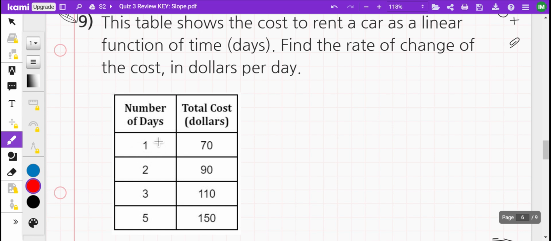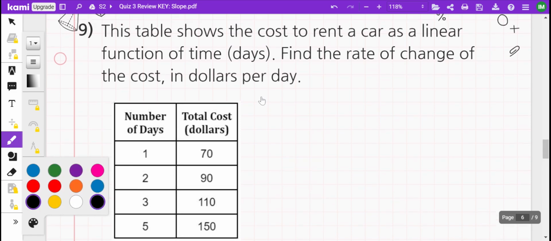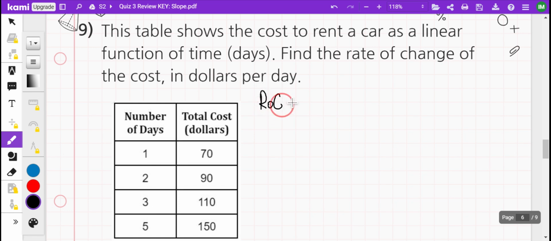So for example, if I rent a car for 1 day, it'll cost me $70. If I rent it for 2 days, it'll cost me $90. If I rent it for 3, it'll cost me $110. If I rent it for 5, it'll cost me $150. So in order to find the rate of change, it's the same thing as slope. Remember, it's going to be the change in y divided by the change in x.